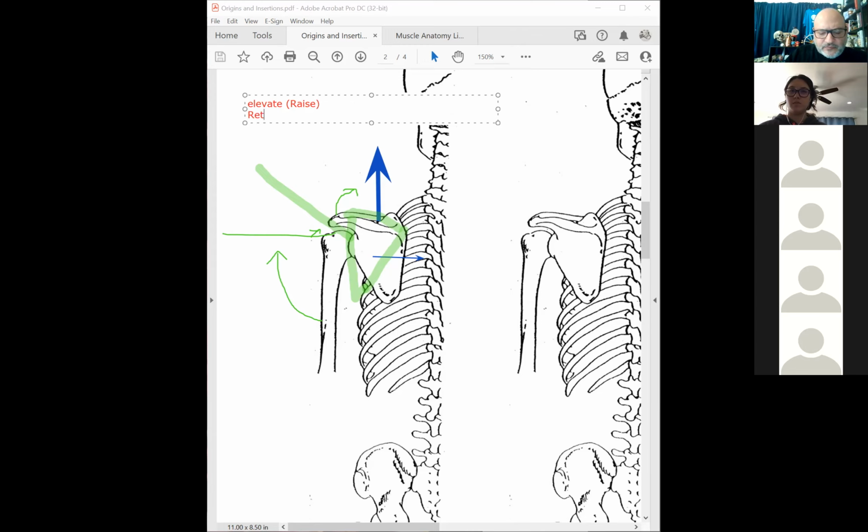Retract, which we also know means to abduct. And again, I emphasize the B so we know what we're hearing here. And also rotate. All of these effects on the scapula. A good mnemonic to help you to remember these is to remember the 3 R's.